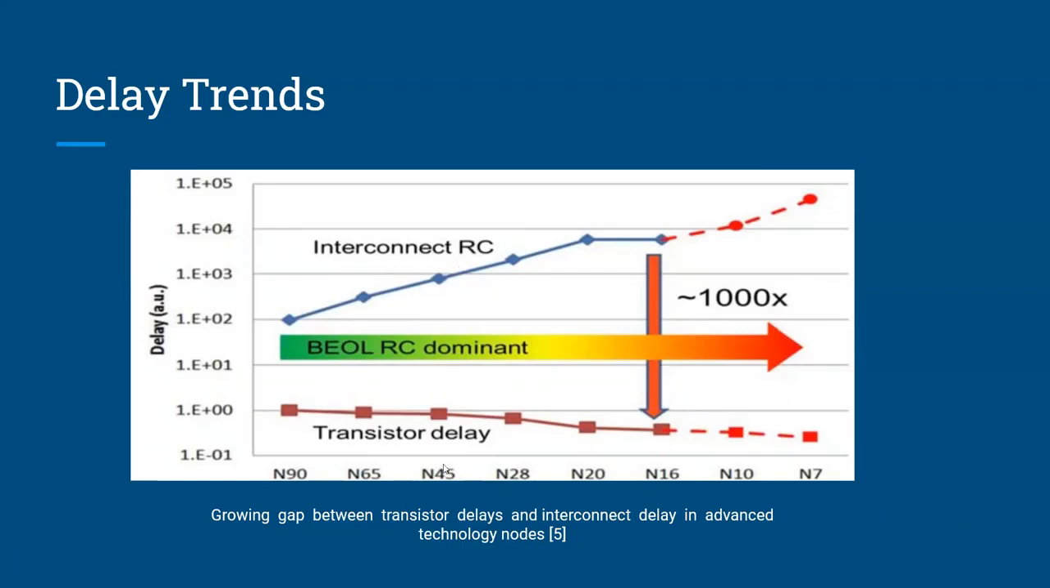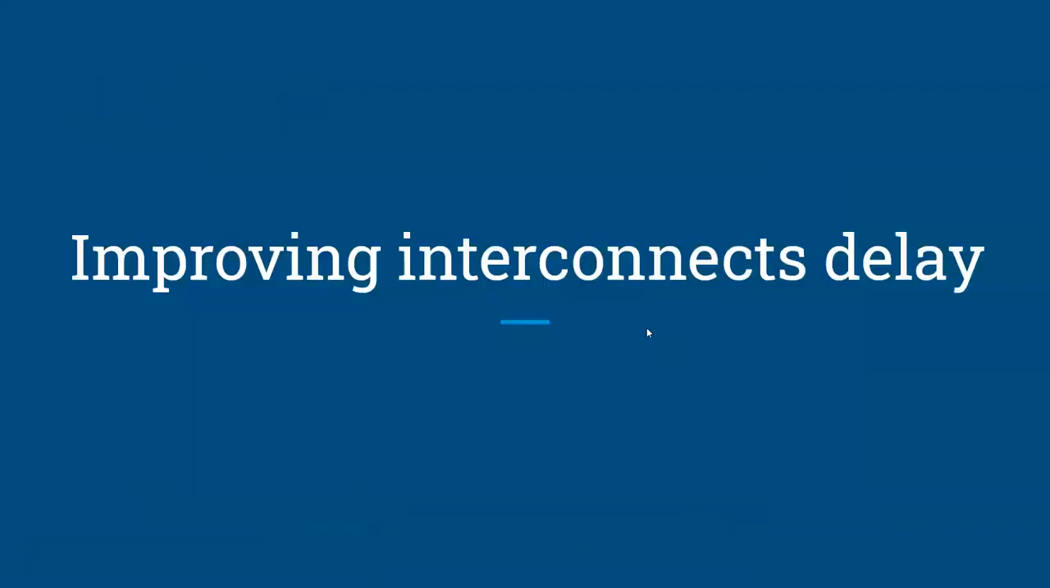And right now, as you can see, in 16 nanometers, the interconnect delay is about 1,000 times the transistor delay. So here comes a section where we will talk about improving the interconnect delays with the 6 main papers that I show above.